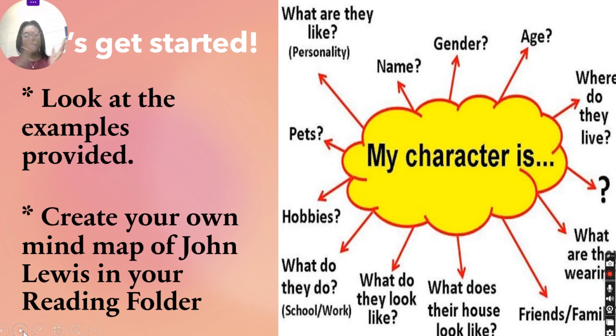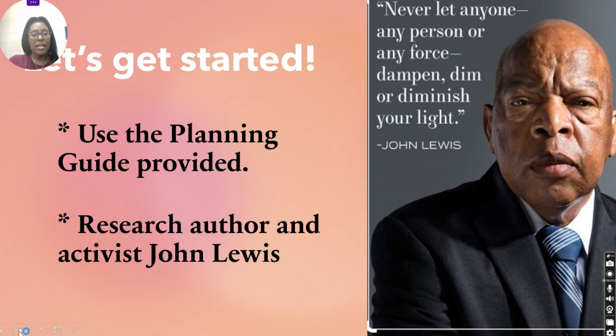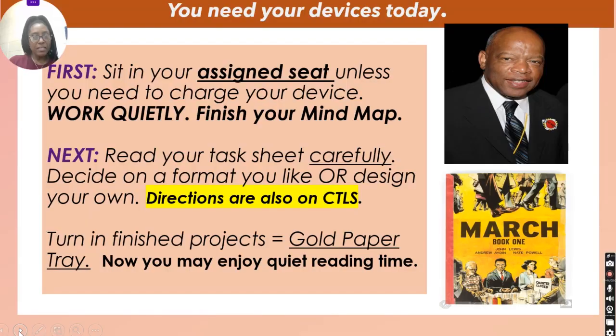This would be an example of my first artifact, the slideshow, which would be presented to my students. I like to give them exemplars. So this is an exemplar of a mind map about a character. And here are more examples because they're going to create their own mind map based on the facts that they research about John Lewis. And then we will get started and students will use the planning guide provided to learn more about the author and activist.